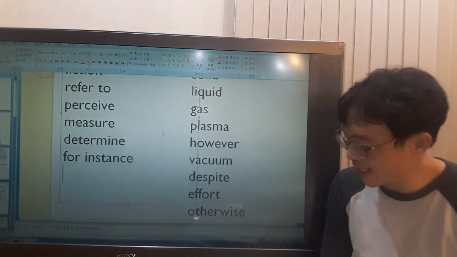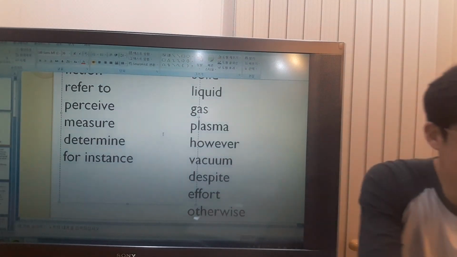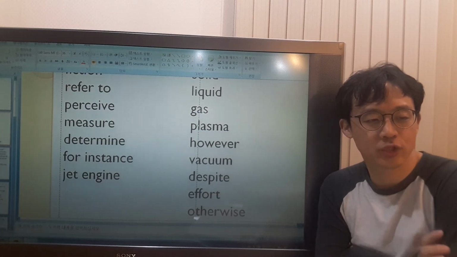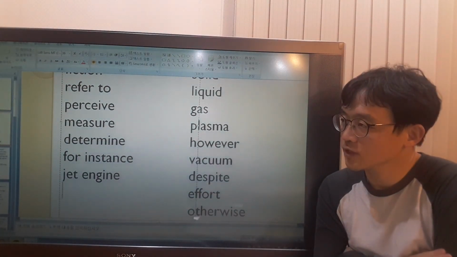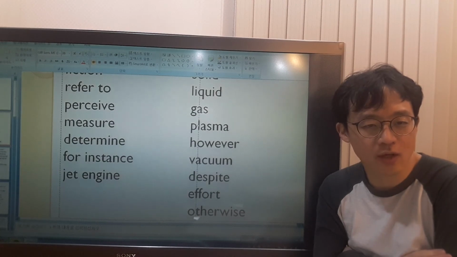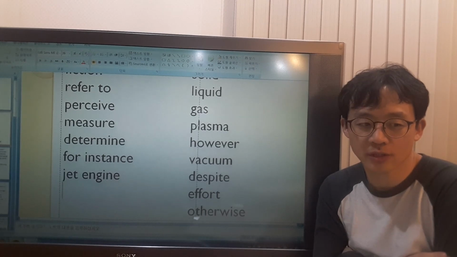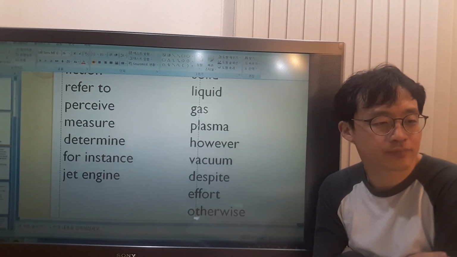A jet engine creates sounds. What is a jet engine? Jet engine is the kind of engine which forces out hot air or gas at the back, okay? And it's used in most modern aircrafts, okay? What is engine? Engine is the part of the machine that produces the power for the machine to move.